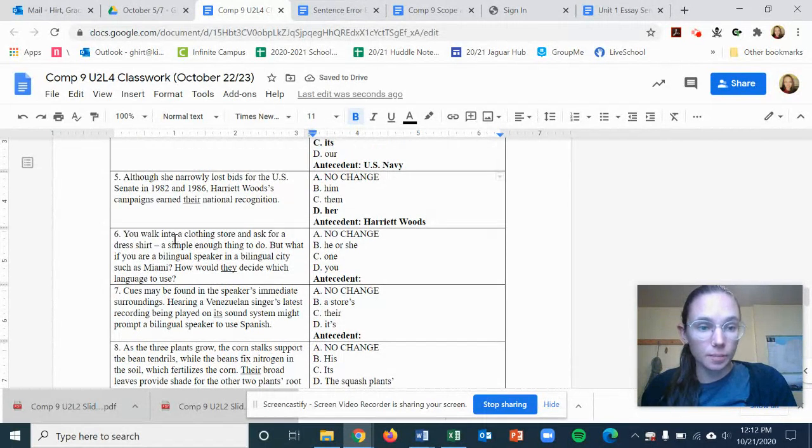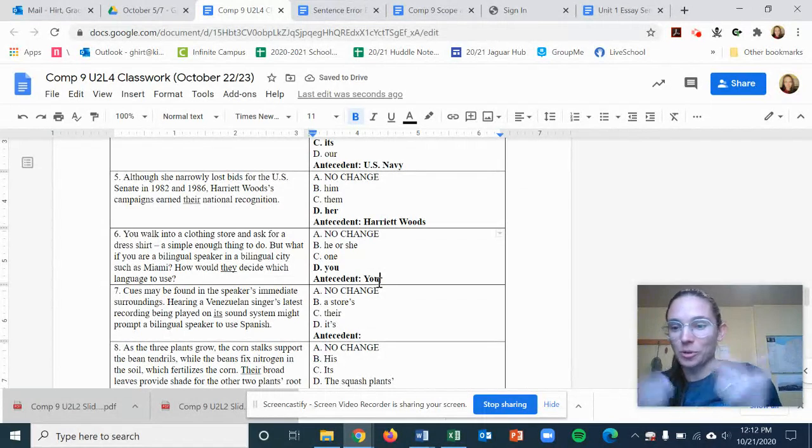Number 6, you walk into a clothing store and ask for a dress shirt, a simple enough thing to do. But what if you are a bilingual speaker in a bilingual city such as Miami? How would you, right, we're talking about you, decide which language to use? So in this case, we're using you because the sentence is already talking about you, right? So the antecedent is actually you as well, right? That's just who it's talking about.